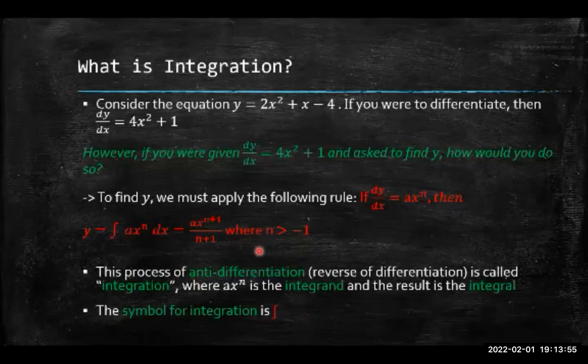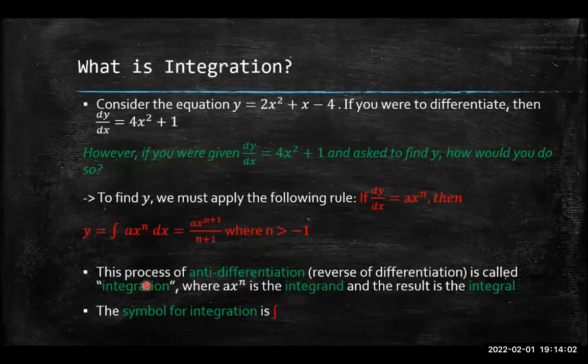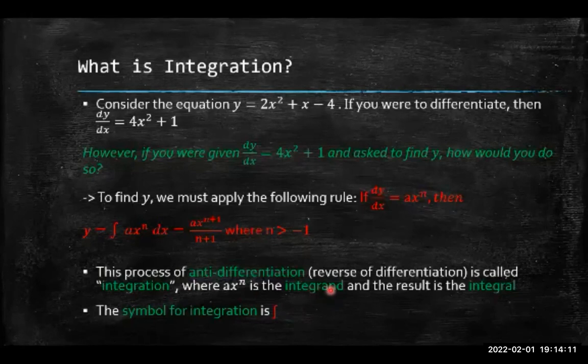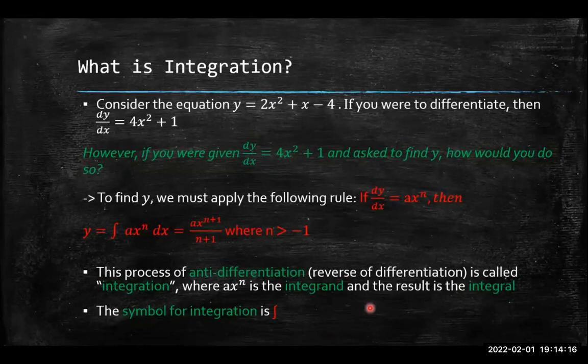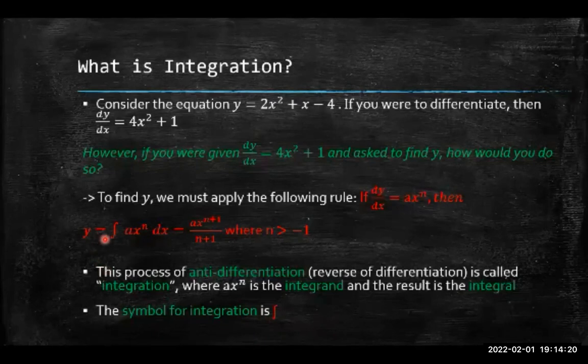This process of anti-differentiation, so the reverse of differentiation, is called integration. So what is integration? Integration is basically the reverse of differentiation. Ax to the n is called the integrand, and the integrand is basically what you're integrating, and then the result is called the integral. And the symbol for integration is this little curly thing right here, just like you see here, right? Everybody good so far? Especially my people who didn't do differentiation yet.